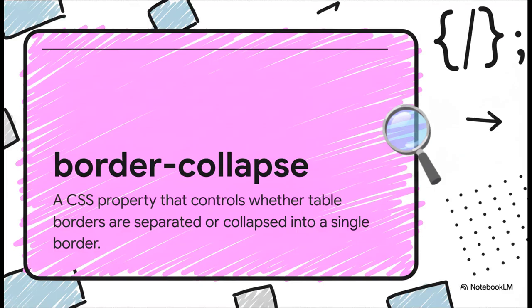Okay, now let's talk tables. By default, table cells have their own separate borders, which can look a little clunky. Honestly, the single most important property for a modern table design is border collapse. Setting it to collapse just merges all those borders into a single clean line. Instantly, your table just looks way more professional.